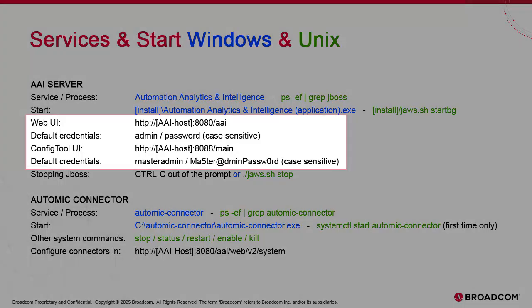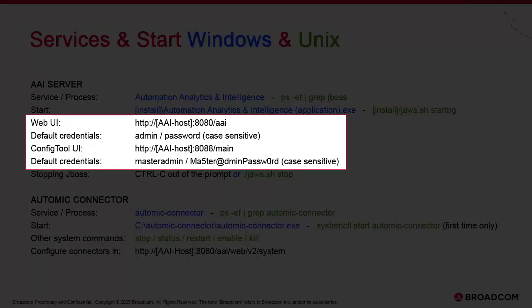The two web interfaces, AAI and Config Tool, use JBoss and WebSwing web servers respectively. They're accessible from the same hosts with folders AAI and main. By default, AAI uses the 8080 port. The Config Tool is accessible on the 8088 port.